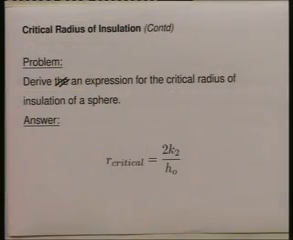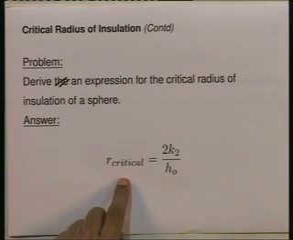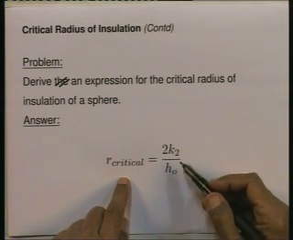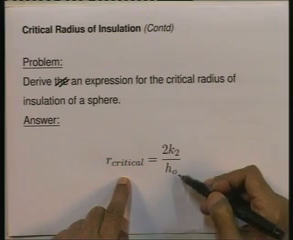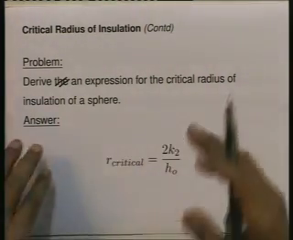Find an expression for the critical radius for this situation, and the answer you should get is R critical for the spherical case should be 2K2 by h0. Please do this yourself in the same manner that we derived this expression for the long composite cylinder, for the cylindrical case.